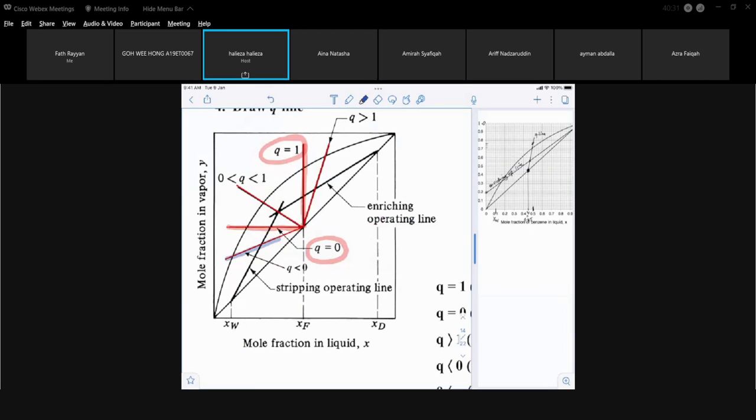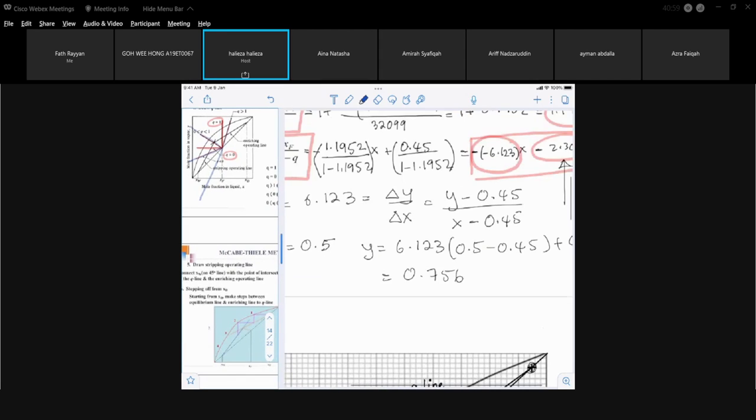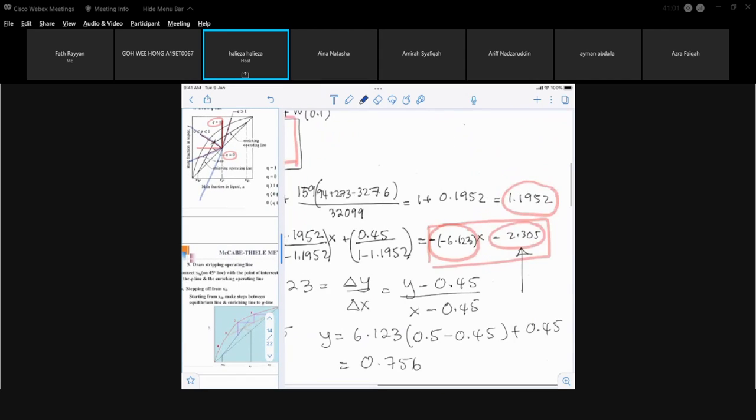If Q is less than 0, then obviously the y-intercept is going to be within the range of the graph. And if Q is between 0 and 1, obviously your y-intercept is also going to be within the range of the graph. But unfortunately, if your Q is greater than 1, the y-intercept is going to be way off the graph. So that's the case that we encounter here, because the Q that we calculated earlier is greater than 1.